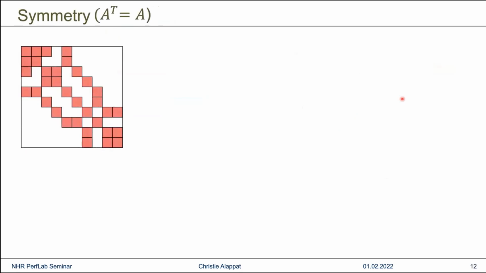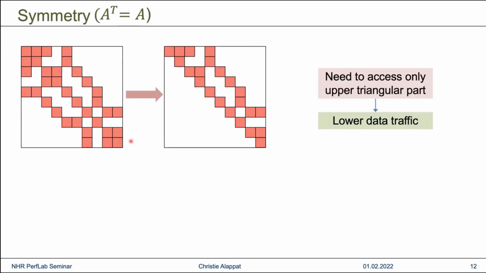So a lot of problems, like computational fluid dynamics or from quantum physics, have inherent symmetry in them. That means the matrix that defines the problem will also have symmetry. That means A transpose is equal to A. And this means the lower and upper triangle parts of the matrix are exactly the same. So it's just a reflection along the diagonal. Therefore, what we could do is just store the upper or lower triangle part. And therefore, we can reduce the data traffic by a factor of 2.